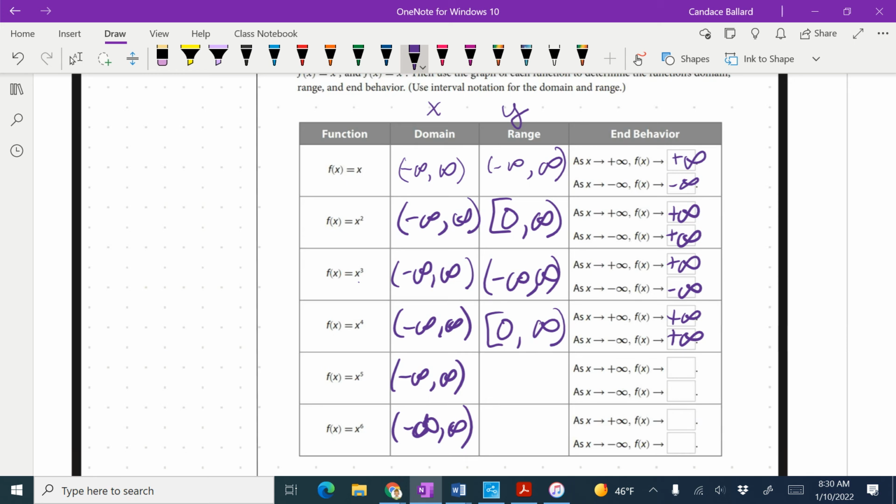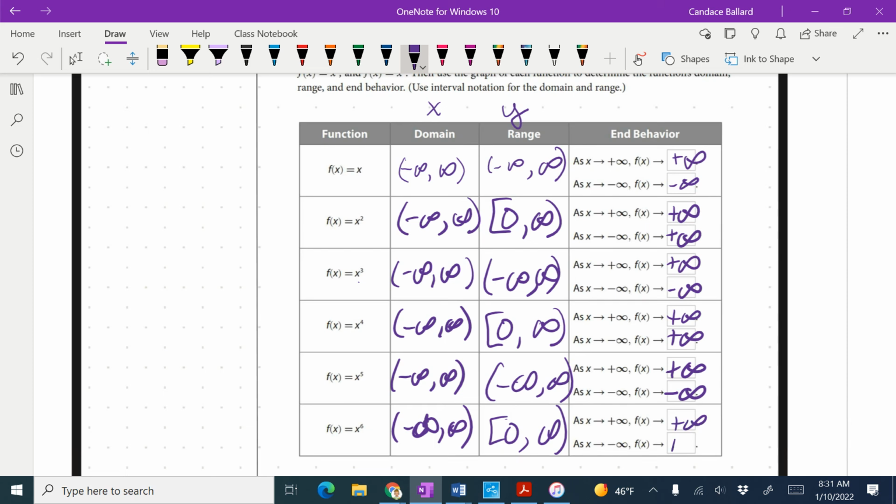The 5th power, what was the range? Good. Negative to positive. Okay. And the end behavior, as we went to the right, where did it go? Up or down? Up. Good. And as we went to the left? Up or down? Down. Good. All right. And then the 6th power, where did the range start? 0 to positive infinity. Were they both pointing up or both pointing down?